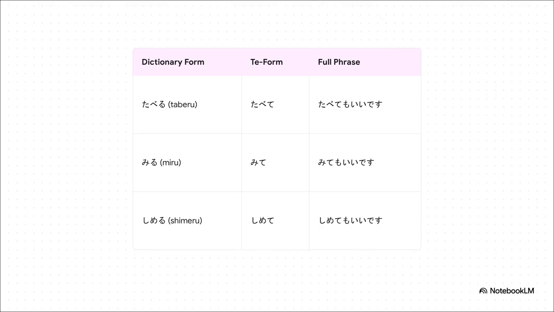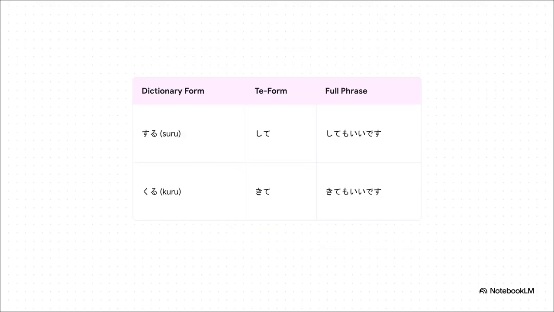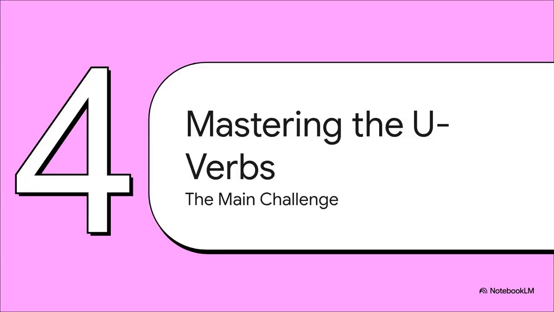See? Simple. Next up, the irregulars. And the best news is, for this grammar, there are really only 2 you gotta worry about. Suru, to do, and kuru, to come. Suru becomes shite, and kuru becomes kite. Just commit those 2 to memory, and you're pretty much done with the exceptions. Okay, deep breath. Time for section 4. This is the main event, mastering the u-verbs.